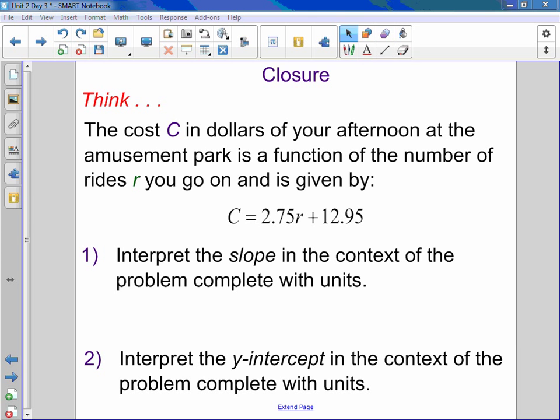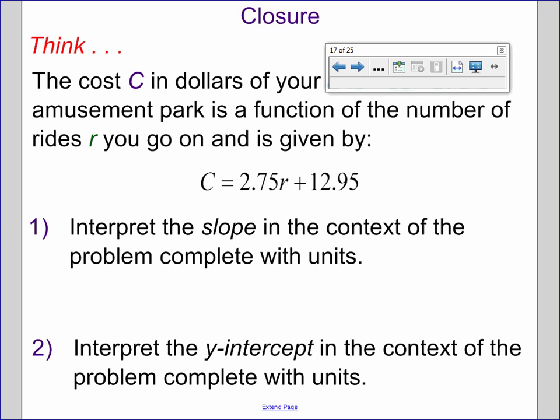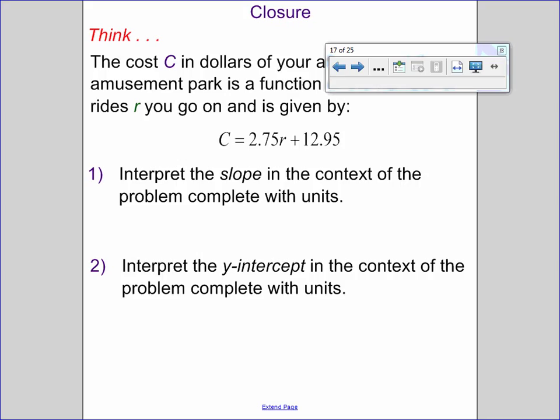Let's go ahead and take a look at our closure for today. Suppose that the cost C in dollars of your afternoon at the amusement park is a function of the number of rides R you go on, and is given by the equation C equals 2.75R plus 12.95. What I want you to do is connect those numbers in my equation to the physical context of the problem, and then interpret the slope in the context of the problem complete with units, and interpret the y-intercept in the context of the problem complete with units. Go ahead and write down these responses, check with your partner, and be ready to share in about a minute and a half.